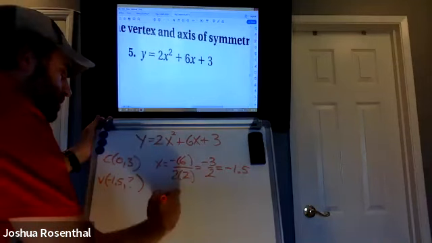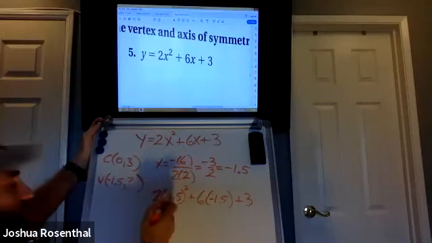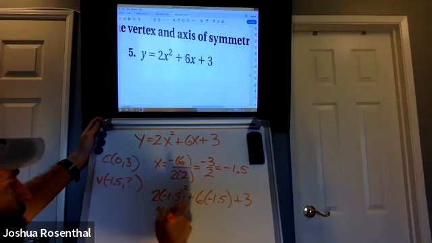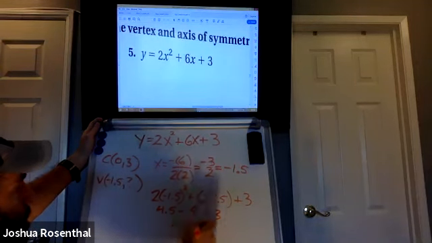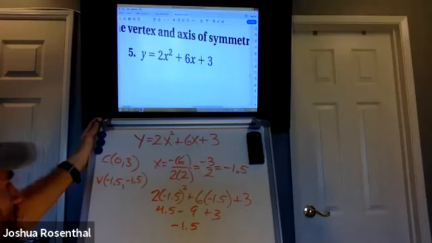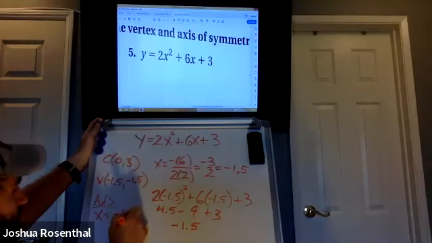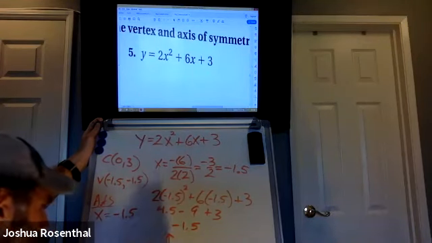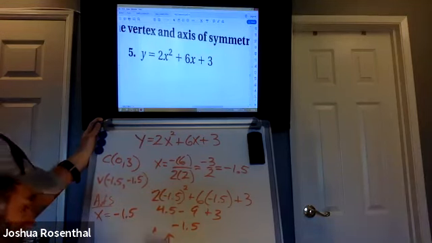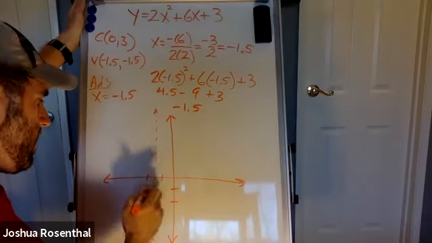Plug it in. So 2 times negative 1.5 squared plus 6 times negative 1.5 plus 3. Okay, that's 2.25 times 2 is 4.5 minus 9 plus 3, which is minus 6, so it's negative 1.5. So it's a square. And the equation of the axis of symmetry is x equals negative 1.5. There's the axis of symmetry. Vertex is at negative 1.5, negative 1.5.